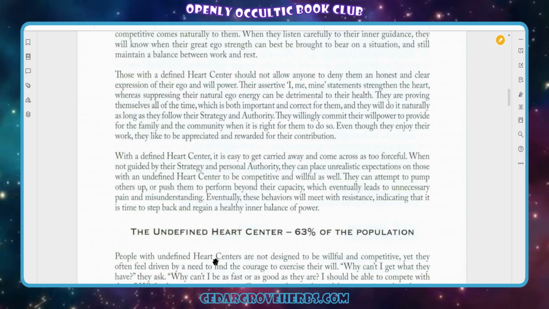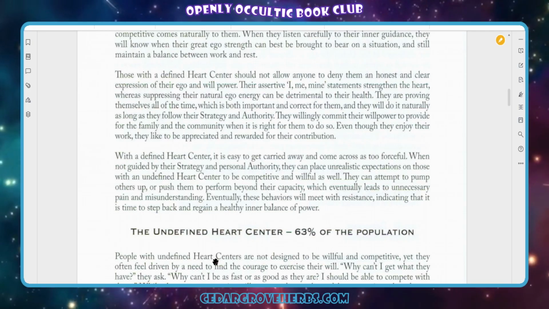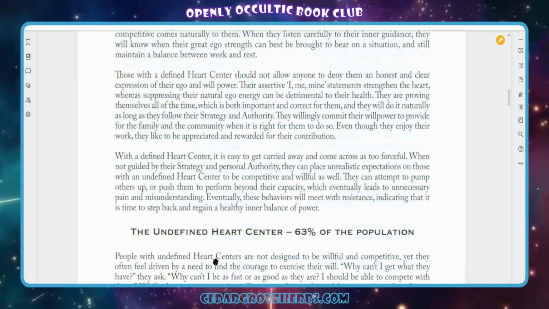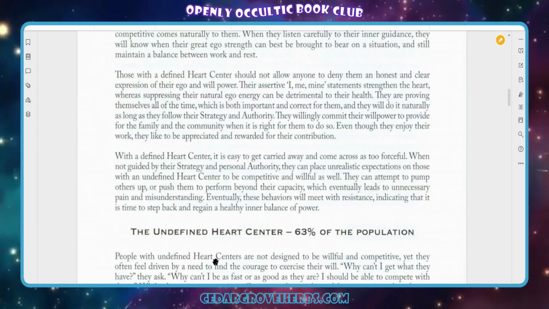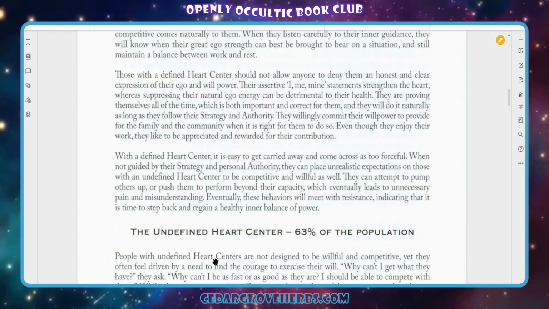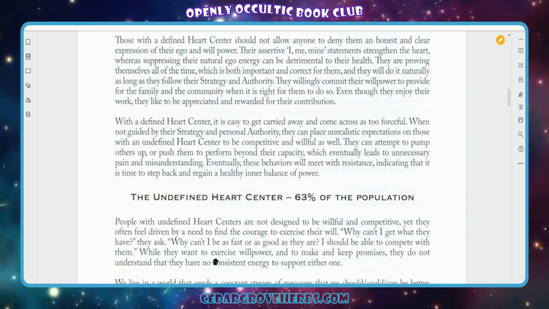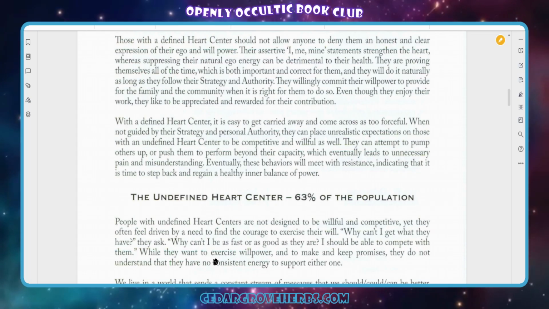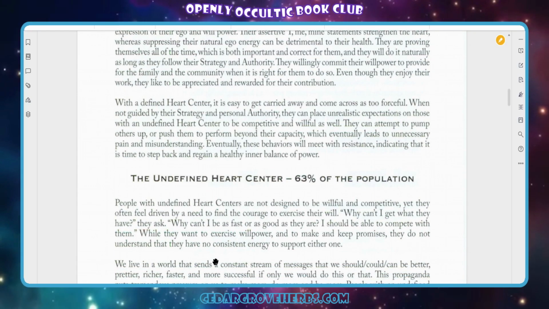With a defined heart center, it's easy to get carried away and come across as too forceful. When not guided by their strategy and personal authority, they can place unrealistic expectations on those with an undefined heart center to be competitive and willful as well. They can attempt to pump others up or pump them to perform beyond their capacity, which eventually leads to unnecessary pain and misunderstanding. Eventually, these behaviors will meet with resistance, indicating that it is time to step back and regain a healthy inner balance of power.